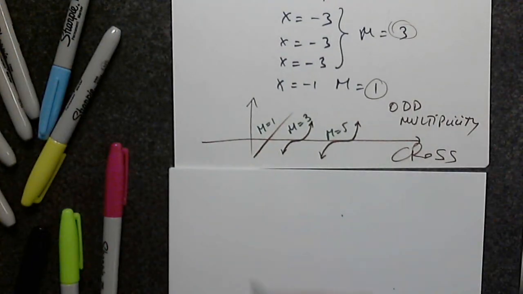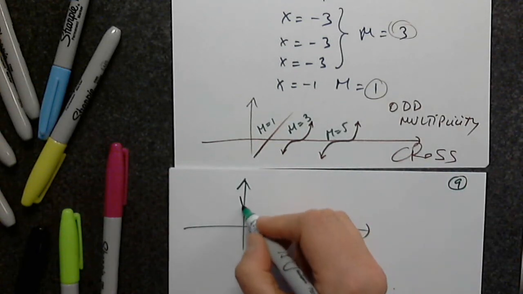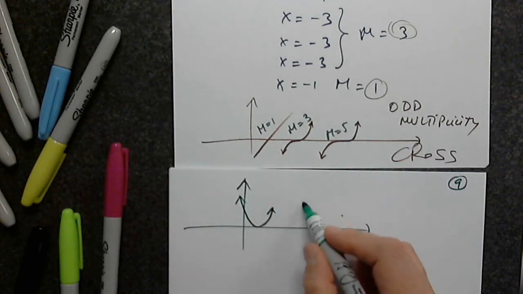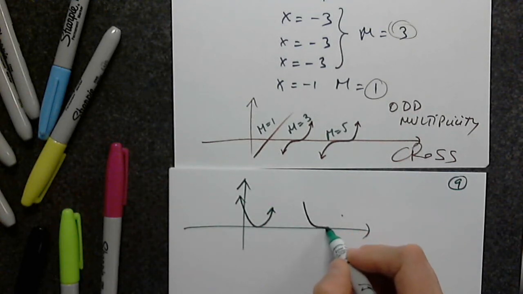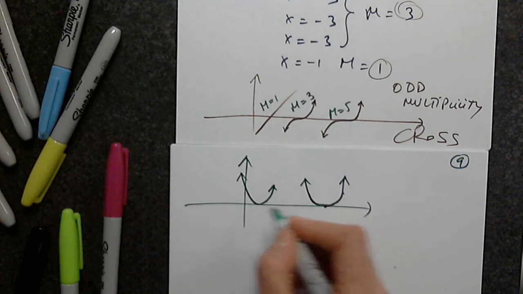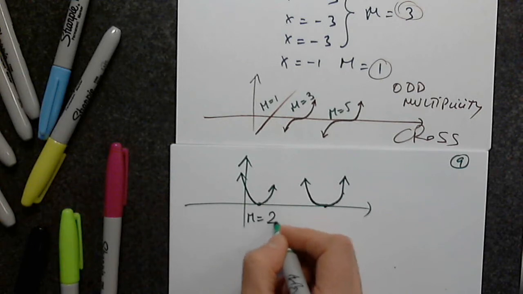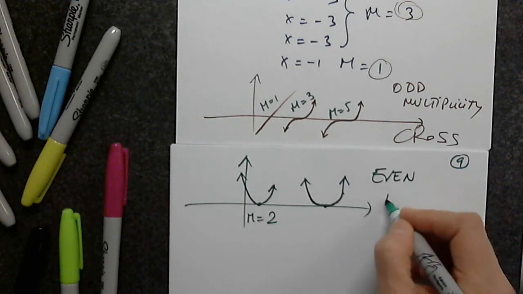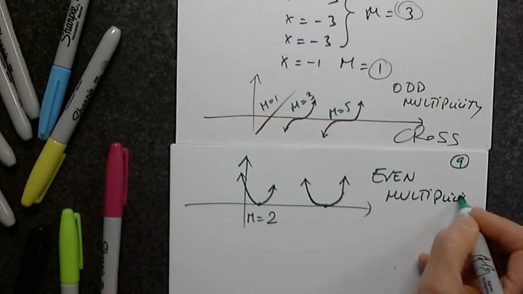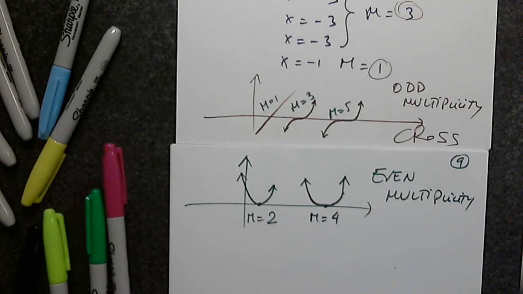Okay, about the even multiplicity now. Here's an even multiplicity. See the difference between these two? It's still only 1 point here and only 1 point here, but you see the difference. This is multiplicity 2, so this is even. And this is 4, and so on and so forth. The higher the multiplicity, the slower the process. Okay.